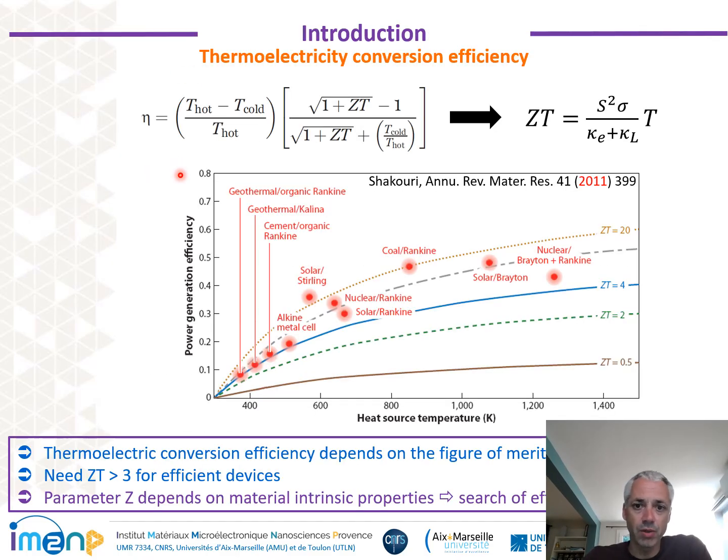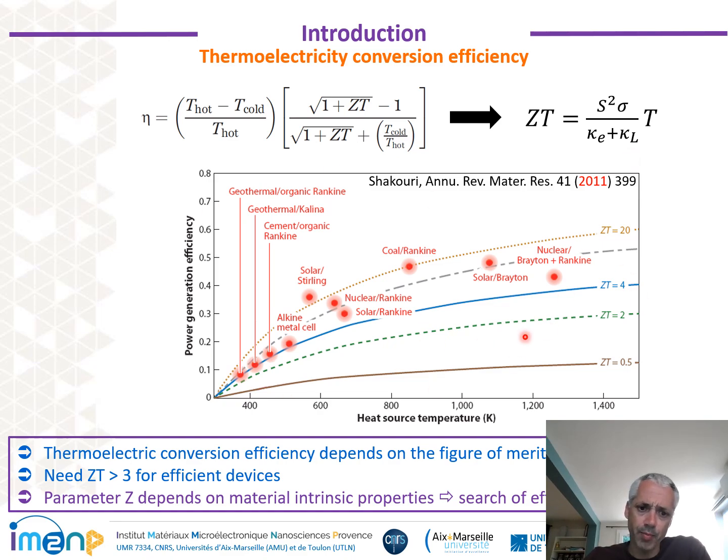So thermoelectric conversion efficiency depends on the temperature gradient, but also on this coefficient, ZT, which is actually the figure of merit of thermoelectric materials. And this figure of merit depends exclusively on intrinsic properties of the materials through the Seebeck coefficient S, the electrical conductivity sigma, and the thermal conductivity through electrons or the lattice.